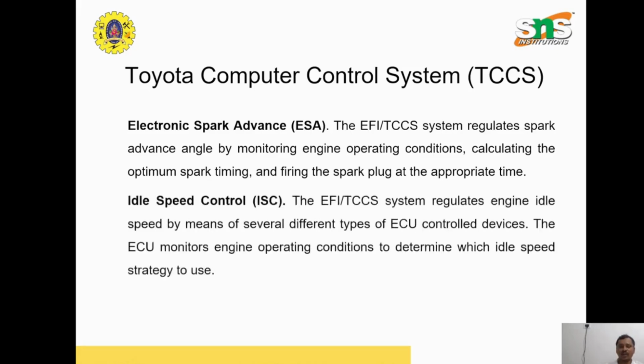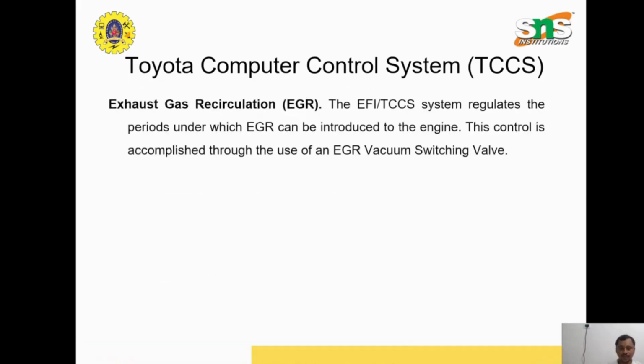Idle speed control is another module in this case study. Here it regulates the engine idle speed by means of several different types of ECU control devices. The ECU monitors the engine operating conditions to determine which idle speed strategy to use. Exhaust gas recirculation: the system regulates the period during which exhaust gas can be introduced into the engine. This control is accomplished through the use of the EGR vacuum switching valve.